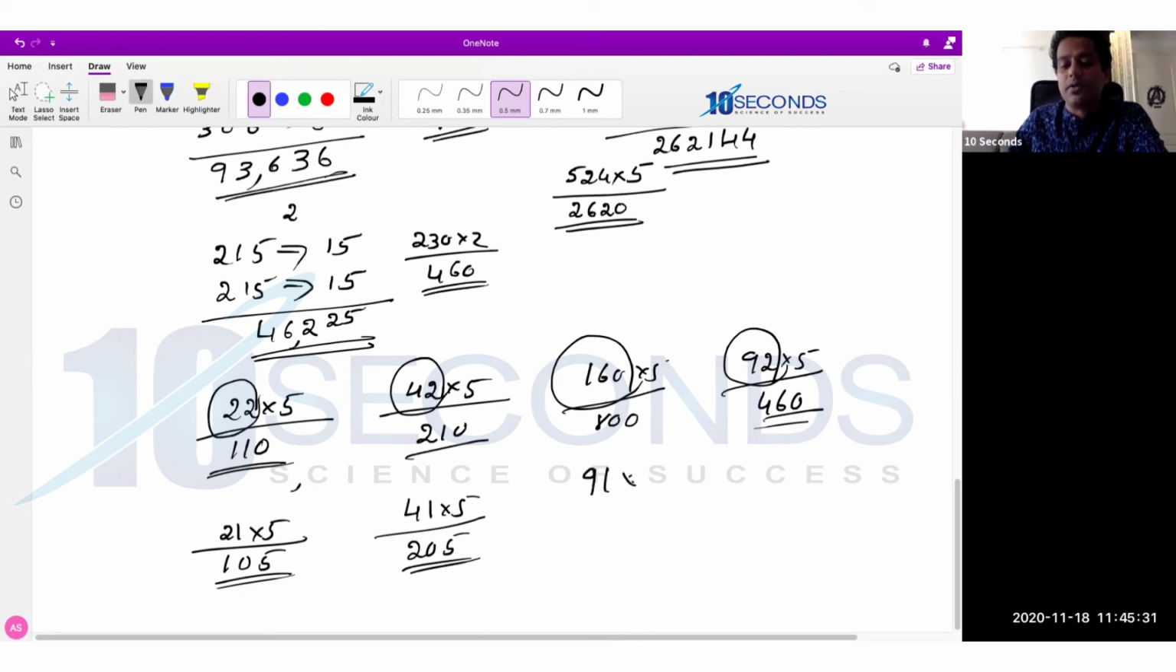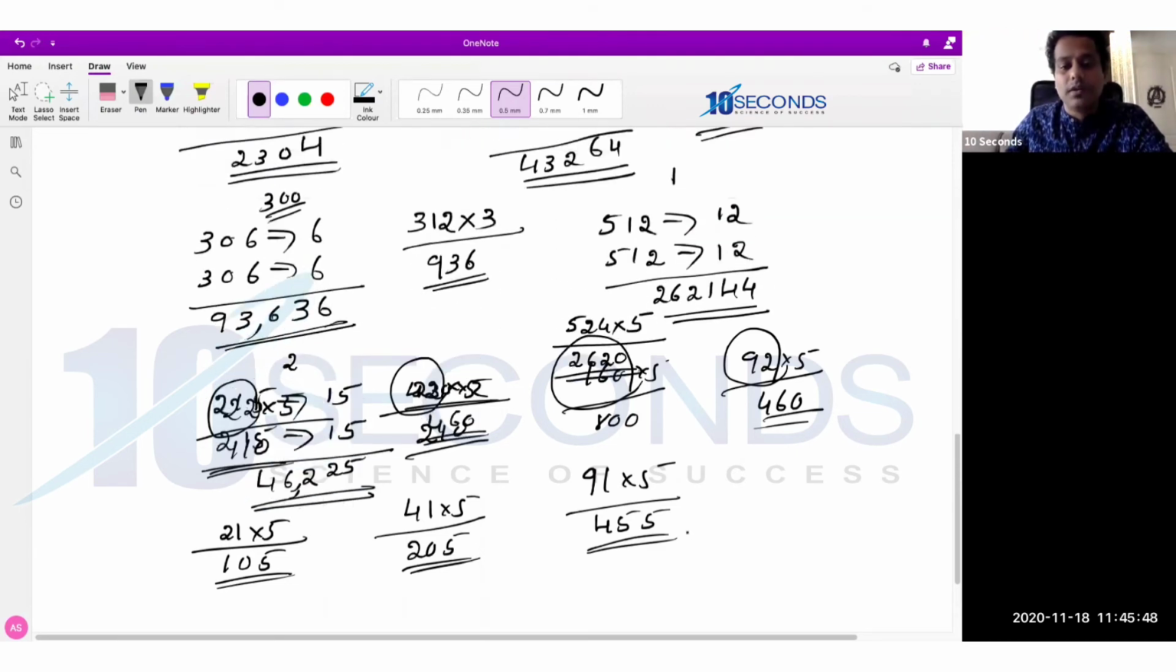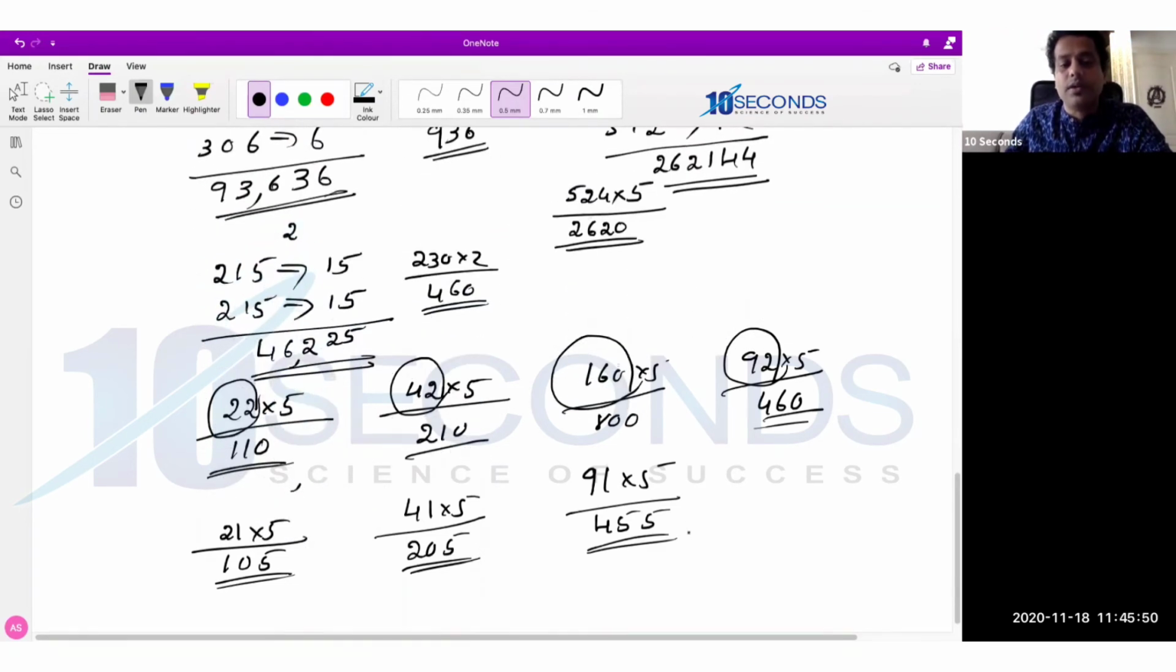Say 91 into 5. Any number will do. What is half of 91? What is half of 90? It is 45. So 45.5. Don't put the point. It becomes 455. That's how we have to multiply by 5. This is a multiplication shortcut for same numbers.